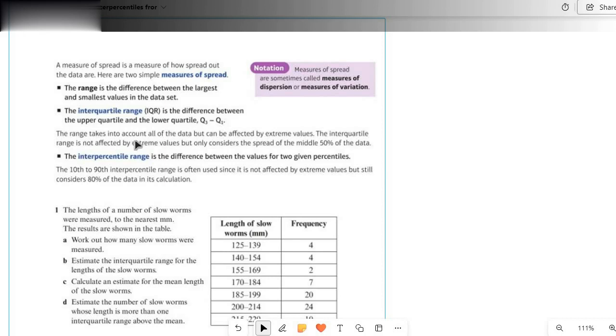The range takes into account all of the data but can be affected by extreme values, meaning a very large value or a very small value compared to the rest of the data. The interquartile range is not affected by extreme values but only considers the spread of the middle 50% of the data. The interpercentile range is the difference between the values for two given percentiles. The 10th to 90th interpercentile range is often used since it is not affected by extreme values but still considers 80% of the data in its calculations.